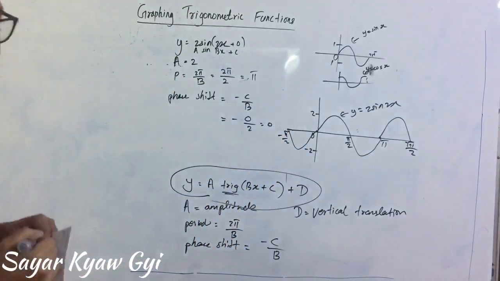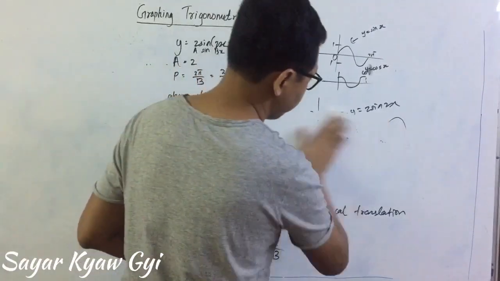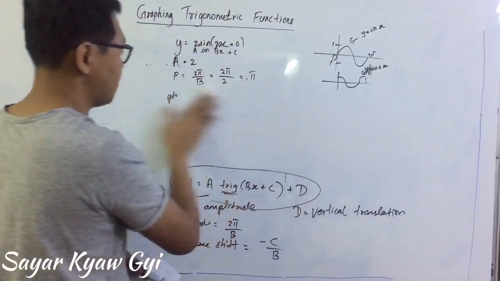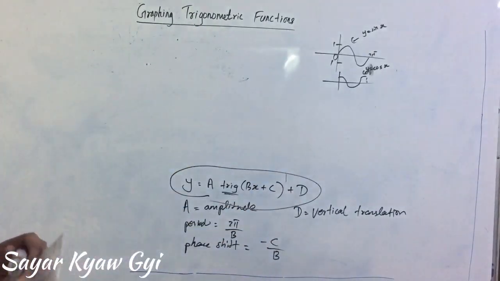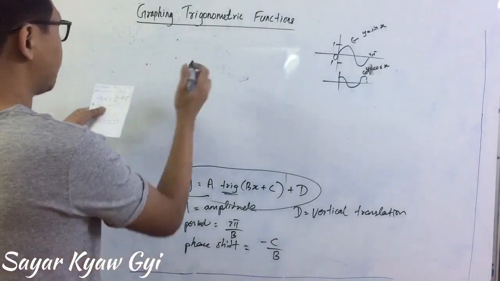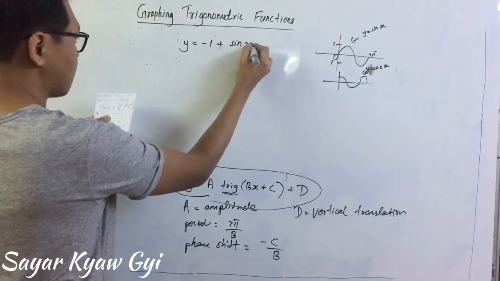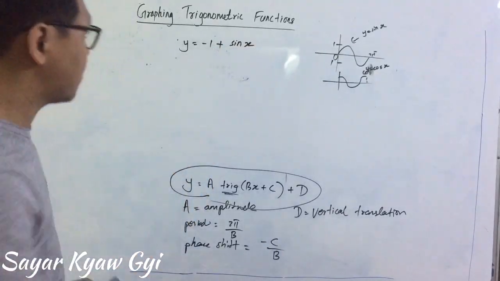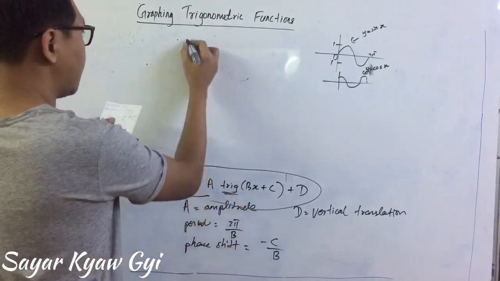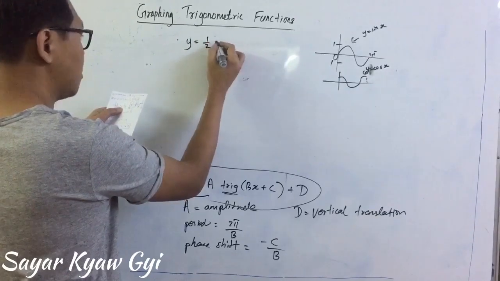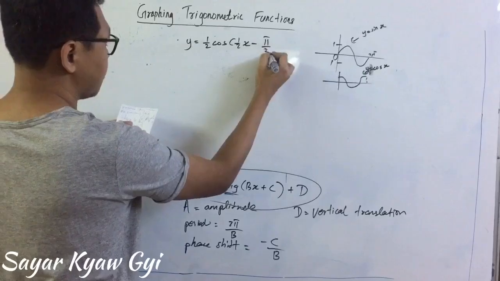Okay? I want to explain another example. Let me erase this first. Another example would be y equal to negative 1 plus sine x. Oh, no, no, no. I will do another one. I want to explain, focus on this formula: y is equal to 1 by 2 cos of 1 by 2 x minus pi by 3.